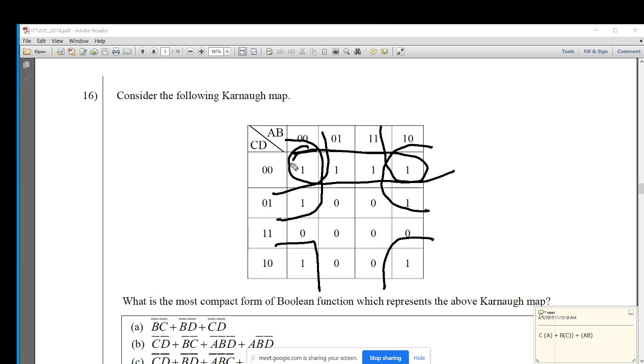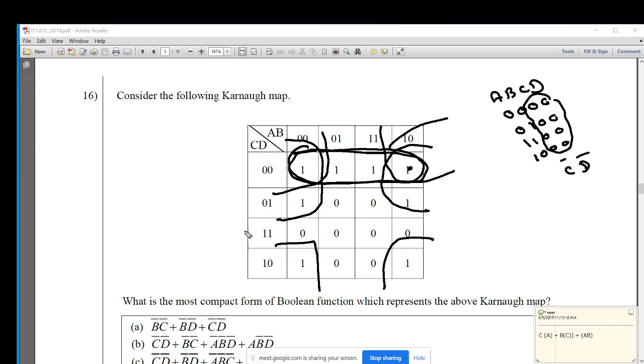I will take this region first. If you can just look at it and tell, that's perfectly okay, but I will write A, B, C, D so that I don't make any mistakes. It's always A, B, C, D. So this one is 0, 0, 0, 0. Second one is 0, 1, 0, 0. Third one is 1, 1, 0, 0. Fourth one, that is this one, 1, 0, 0, 0. So you can see the C and D haven't changed at all. So that means we get C bar D bar. Now I am done with one.